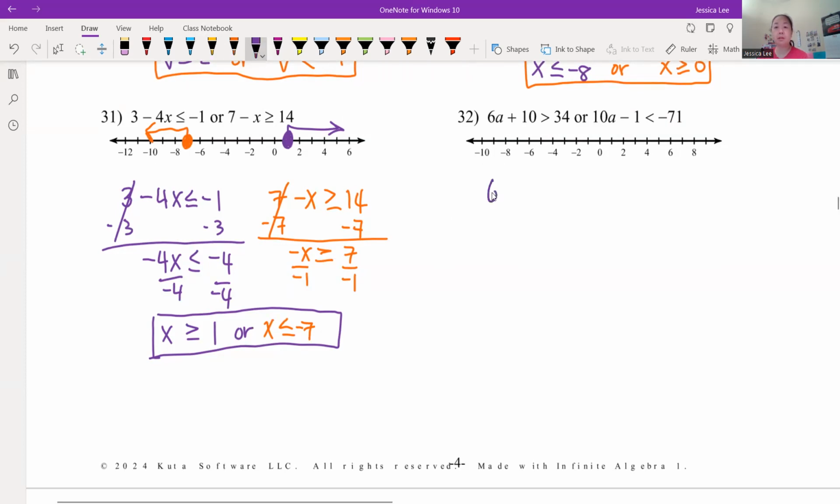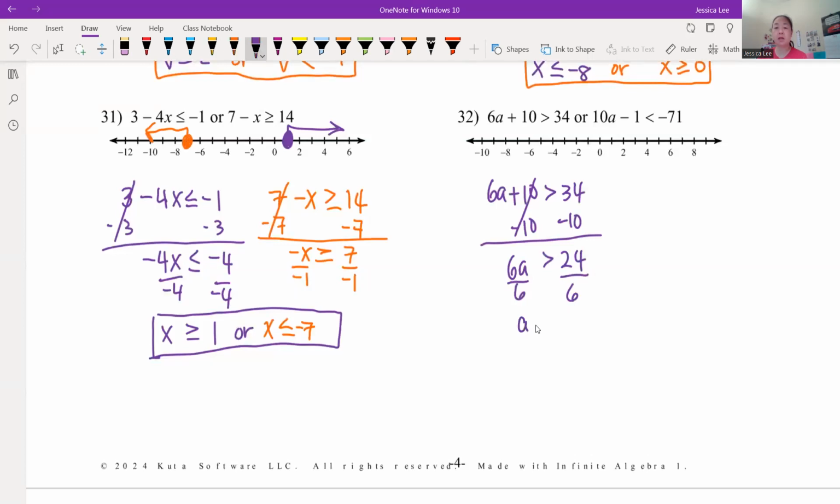Last one of these problems, 6a plus 10 is greater than 34. We're going to subtract 10 on both sides. 6a is greater than 24. Divide by 6, and we get a is greater than 4. So we're going to go to 4, greater than, so it's an open circle going to the right. All those numbers are bigger than.